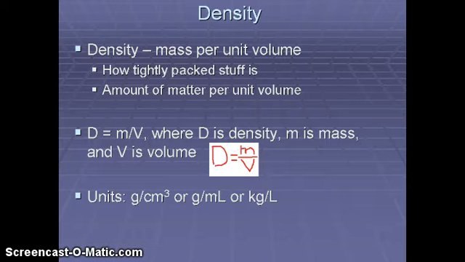The units for density are grams per centimeter cubed, grams per milliliter, or kilograms per liter. These two are actually the same because a centimeter cubed is the same as a milliliter. These two will be the ones we're mainly using in my class, but people also use kilograms per liter sometimes.